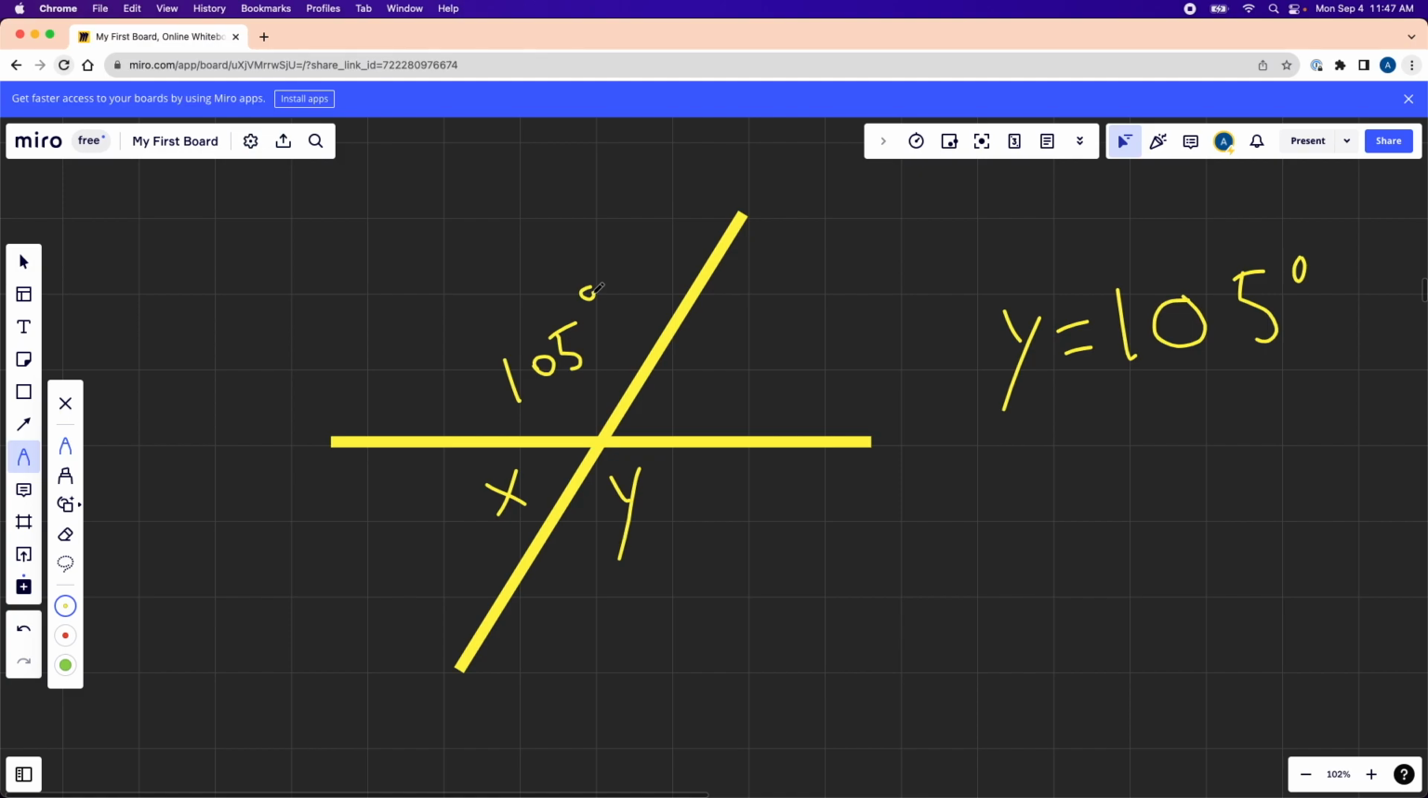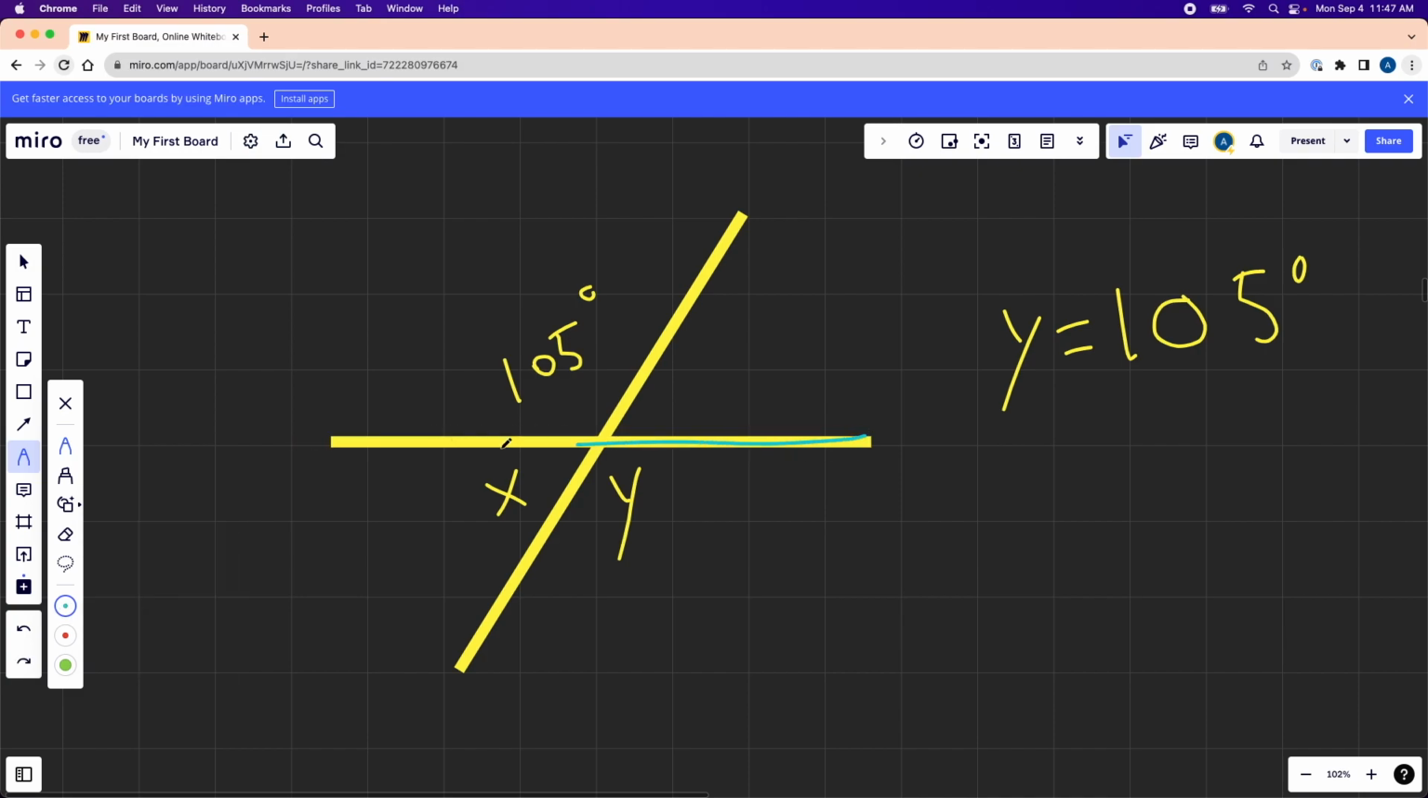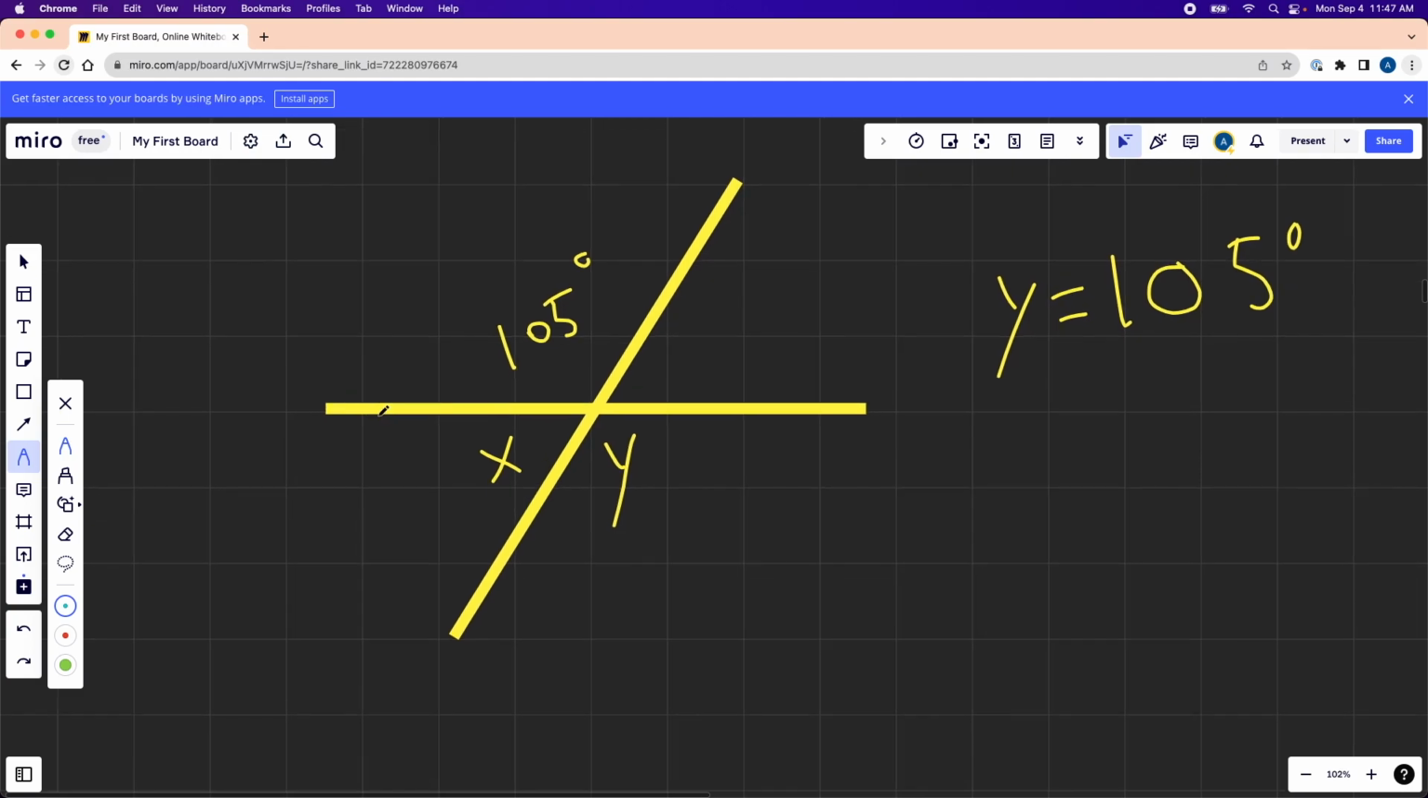All right, and then angle x. Well, we can see we have a straight line right here. Let me use a different color so we can see that a little bit better. So we have a straight line right here, and then we also have a straight line right here. So we can see that these two angles are supplementary, but these two angles are also supplementary. So it really doesn't matter which one we use because both of them are 105.